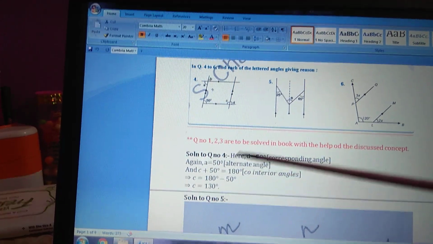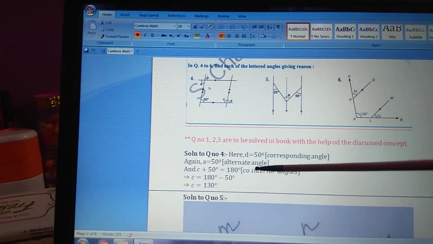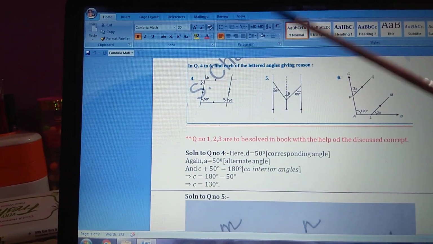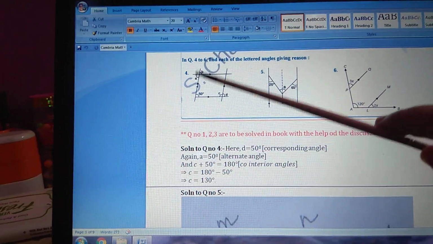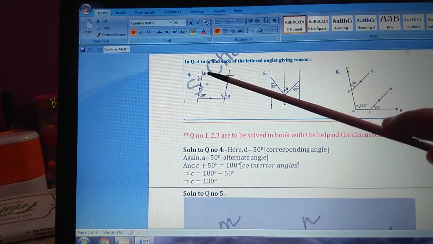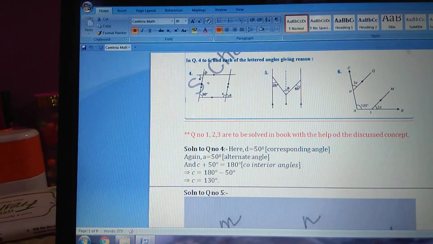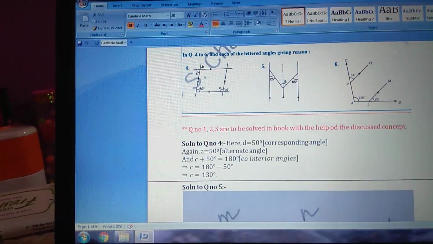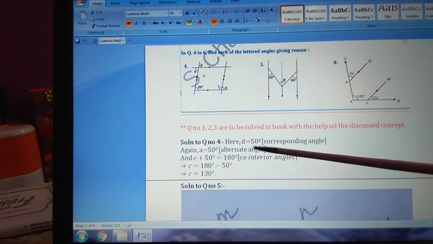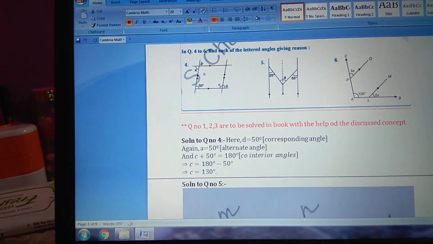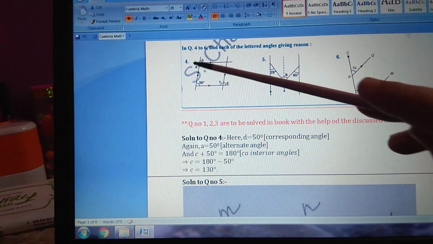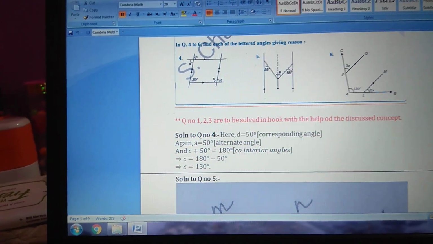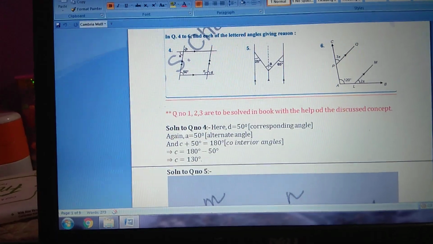So A, D and C I have got. I have left B. How to find B is for the students. I am giving you the hint: A and B are vertically opposite angles. You can use that concept, or you can write B and 50 degree are corresponding angles. Using that also you can find it. You are asked to find the value of B; that is left for the students. Now I will go to question number 5.